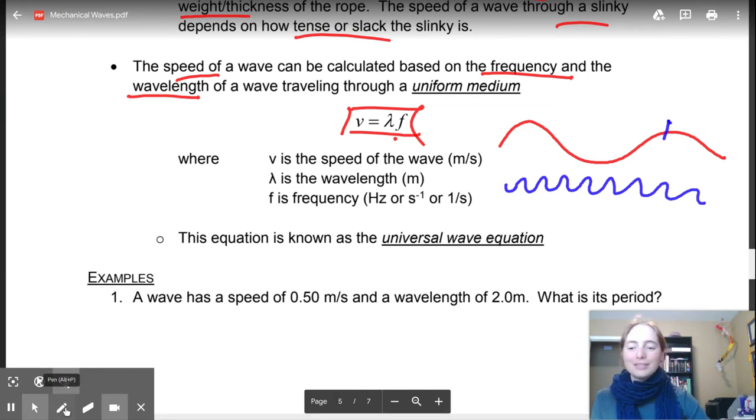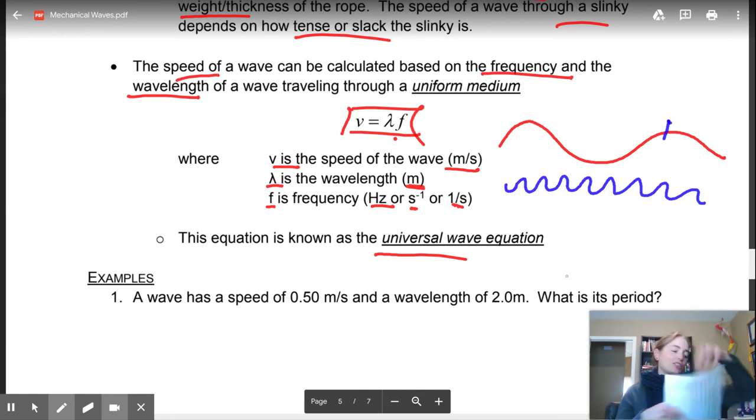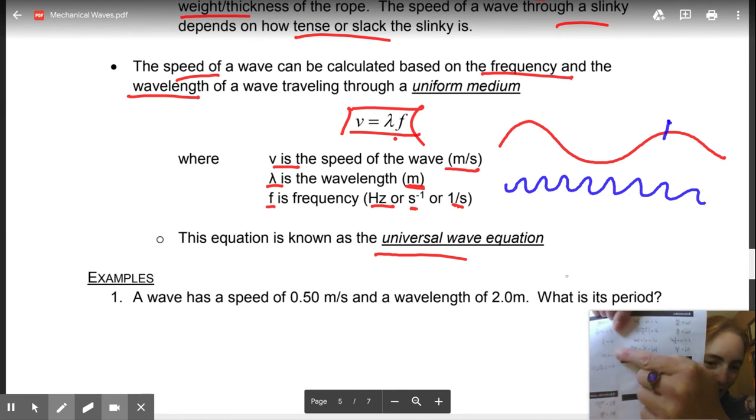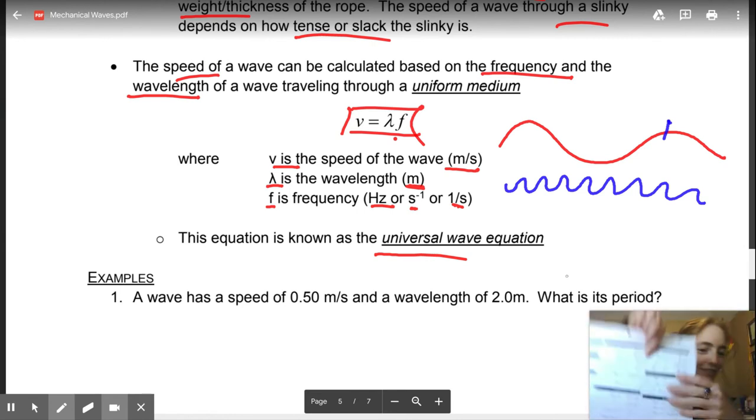Okay. So, ladies and gentlemen, v is the speed of a wave in meters per second. Lambda is the wavelength in meters. And frequency is in hertz, or you can also use seconds to the power of -1, or 1 over second. Any of the three is fine. And as I mentioned, it's the universal wave equation. It is also on your data sheet under the section that says waves. It is right there in the wave section. Sounds good?